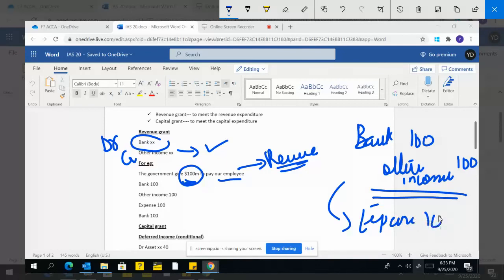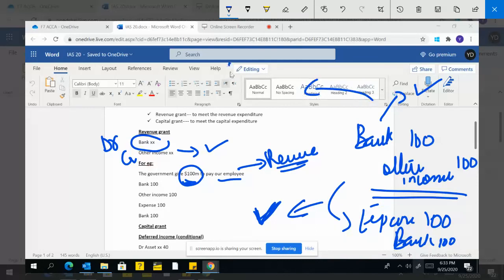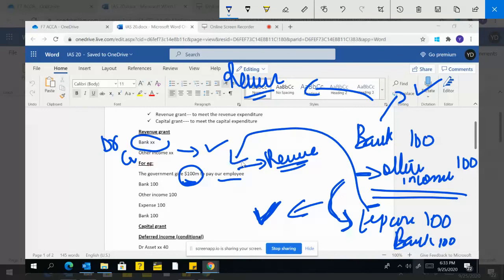So expense debit by 100, and bank credit by 100. When I receive my grant, I post this entry, and when I pay my employees, I post this entry. These two entries are basically the treatment of revenue grant. You record your grant as other income, and then you record the expenditure which you have actually incurred, which is your expense debit and bank credit.